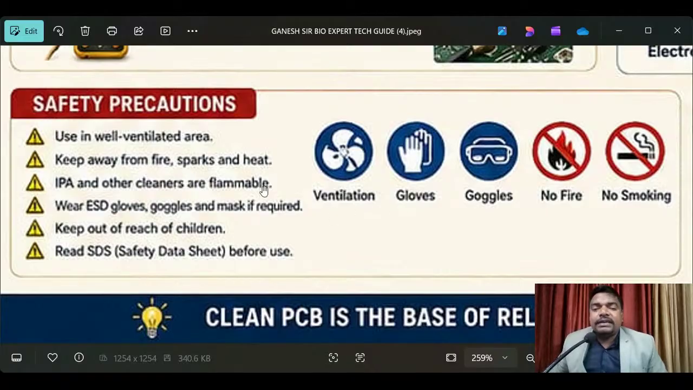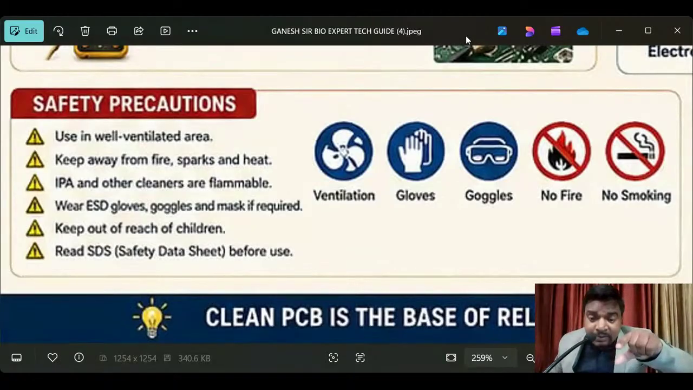Images were bases and points, also I'm going to read and see here: used in a well ventilated area. This is ventilation, and that's why if you find any electronic component, one fan will be there. In a PCB board, motherboard, main board, control board, a fan will be there. Why? It controls heat removal.